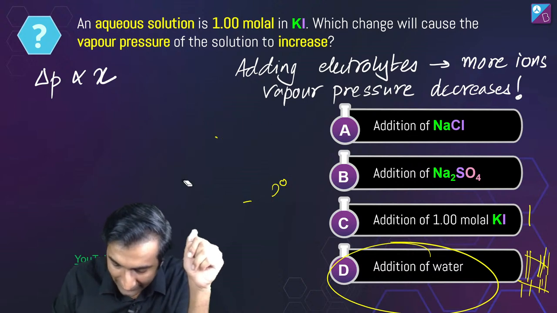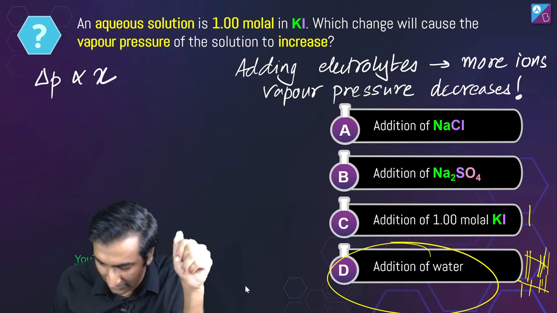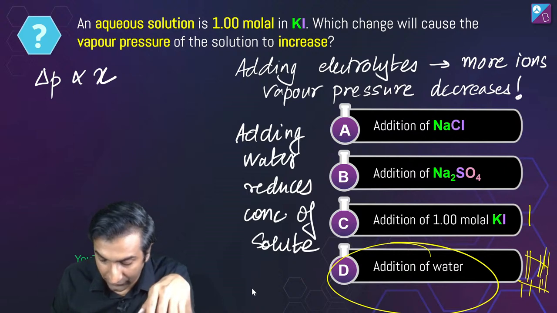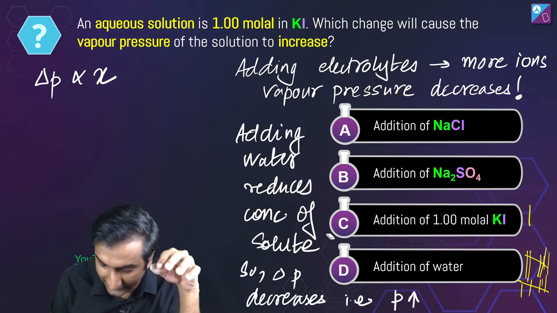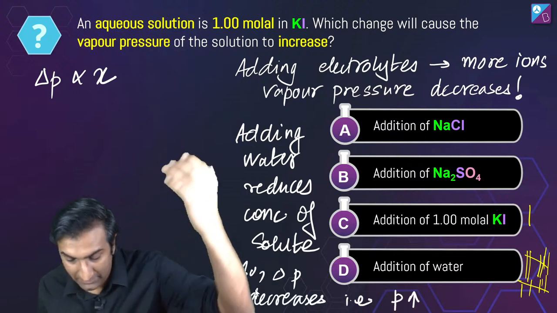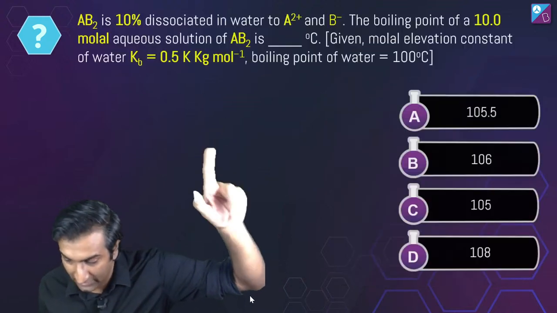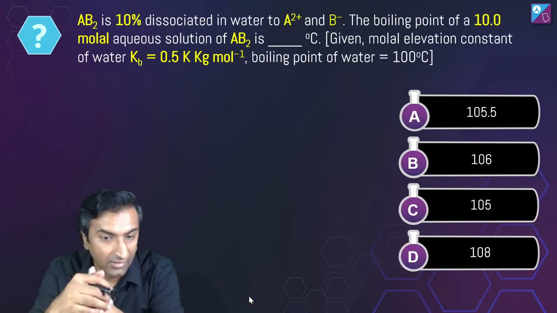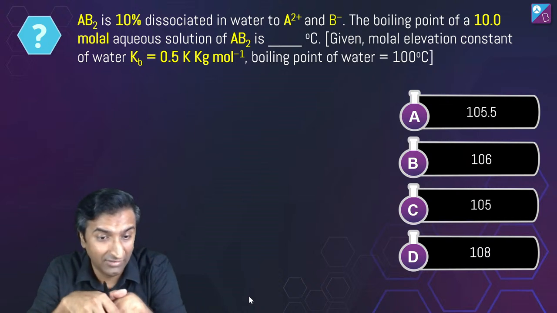Let me erase all this. So, nice pre-written things come in front of you. Adding water reduces concentration of solute. So, delta P decreases. Delta P decreases. So, matlab pressure badh jata hai. Khatam. Excellent work, everybody. Nobody took the bait here. Everybody got this right. Agla sawal hai. Maza aa raha hai. Mujhe bhi bahut maza aa raha hai. Teesra.